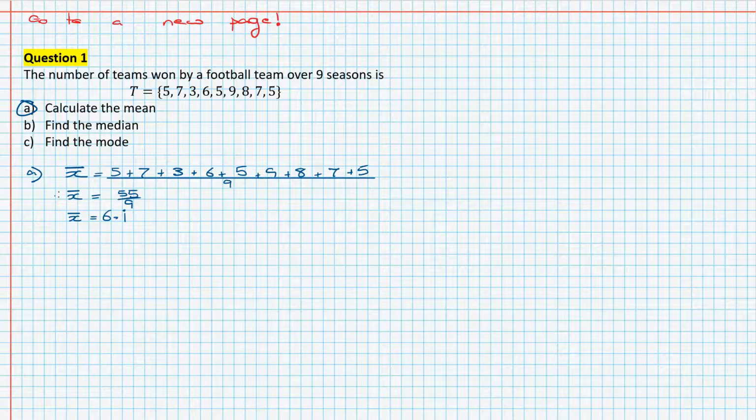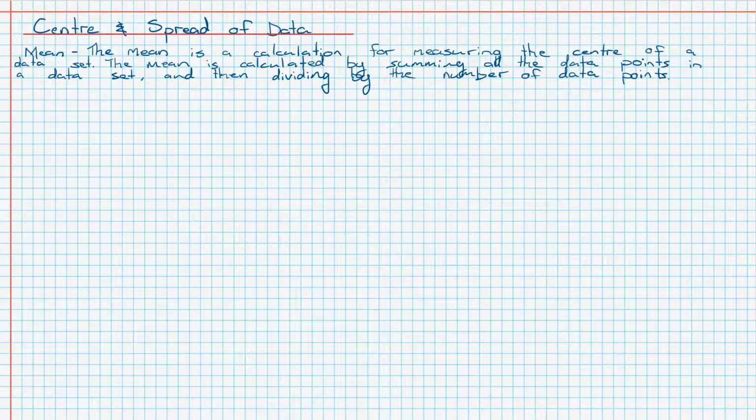Now, let's go back to our first page, because our next step is to find the median. But we need to ask ourselves, what even is the median? Now, the median itself, it's not something we calculate, but rather it's a data point that we identify. So the median itself is the middle data point within a data set.